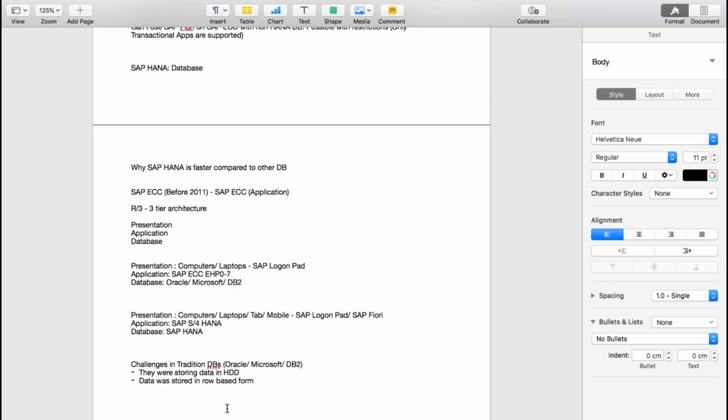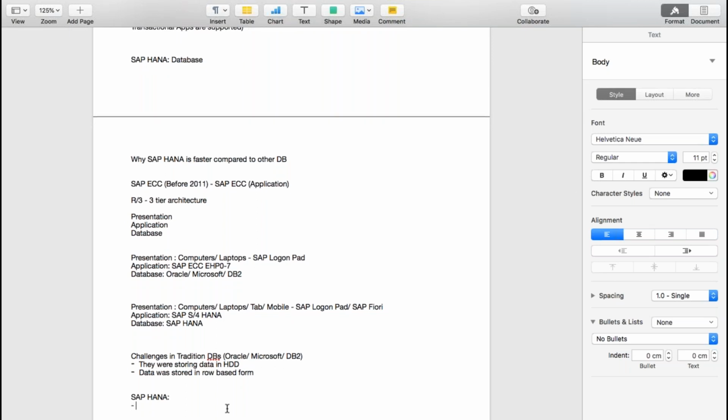So what solution did SAP come up with? The SAP HANA database is going to solve these two challenges. Number one, data would be stored directly in RAM. And that is the reason this functionality of storing the data directly in RAM is called in-memory computing. So we say SAP S4 HANA is an in-memory platform, or SAP HANA is an in-memory platform. Why? Because it is storing the data in RAM.